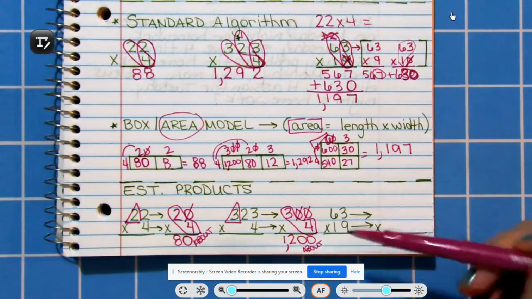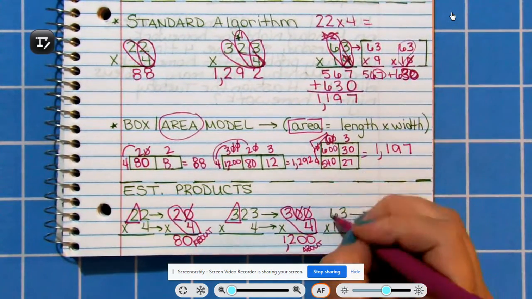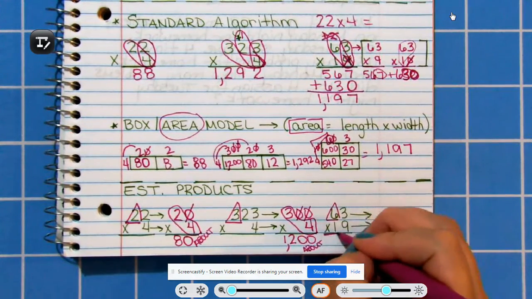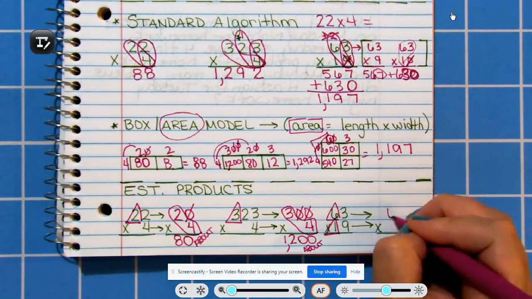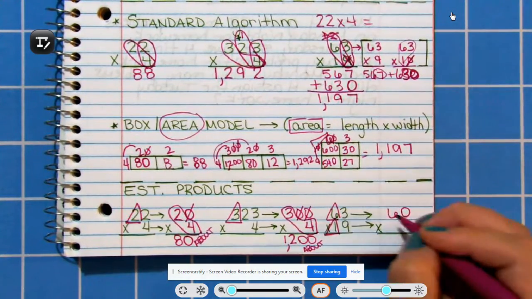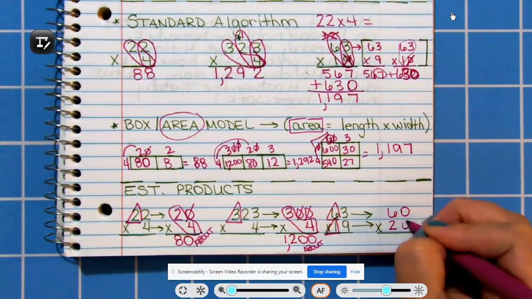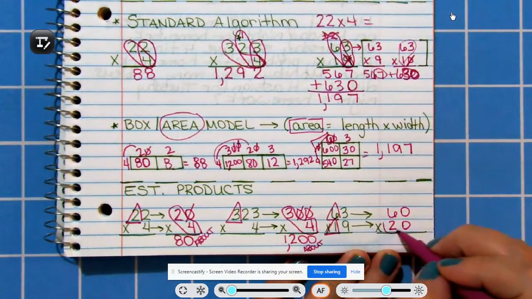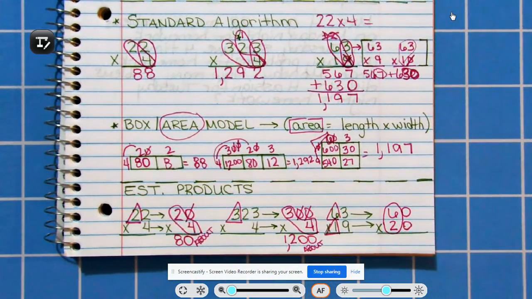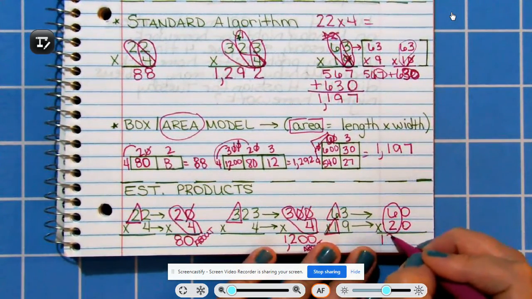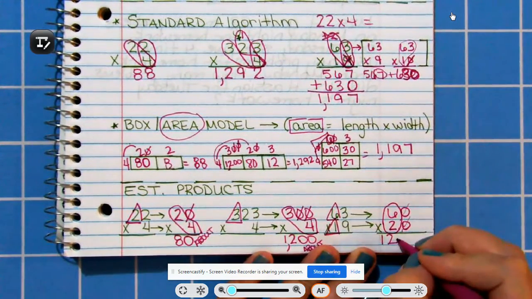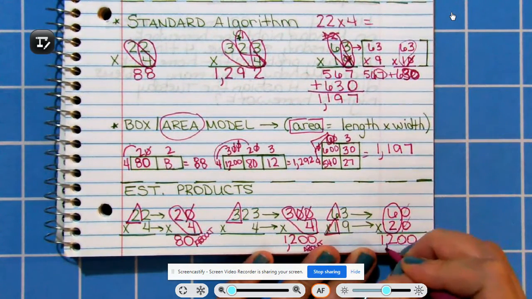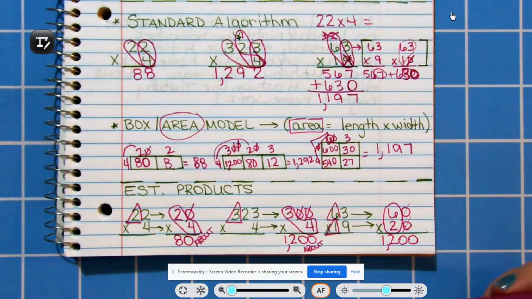All right, now we have a 2-digit by 2, so we're going to round both of these to the front digit. Both of the factors are going to be rounded to the front digit. 63 would round to 60. 19 would round to 20. Find your hidden fact. Oh, I see it. 6 times 2, which is 12. Let's slash those zeros. How many do we need? 2. So 63 times 19 is about 1,200.